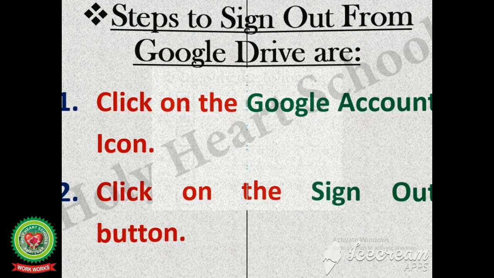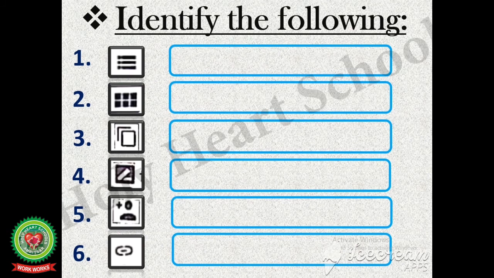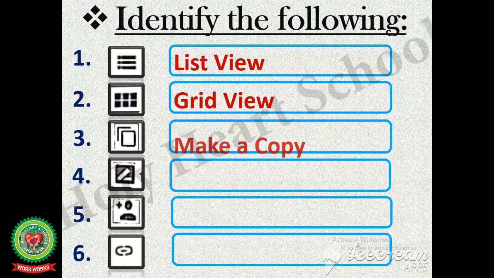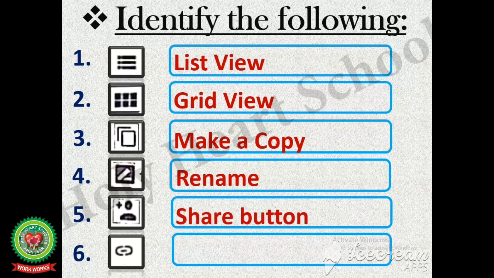And now we will identify some icons. First one is List View. Second is Grid View. Third is Make a Copy. Fourth is Rename. Fifth is Share button. And sixth is Get Shareable link.